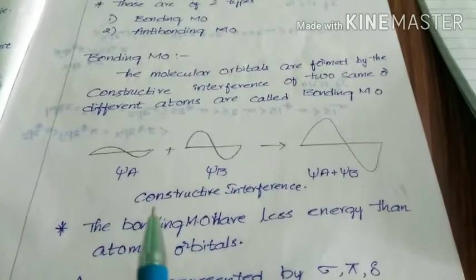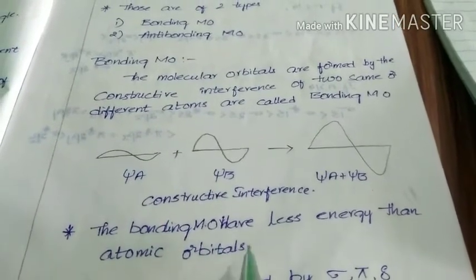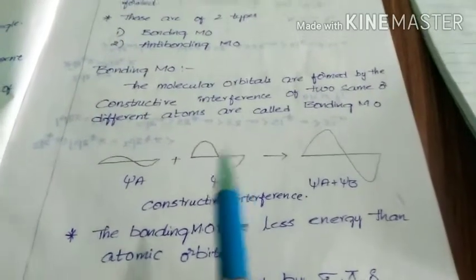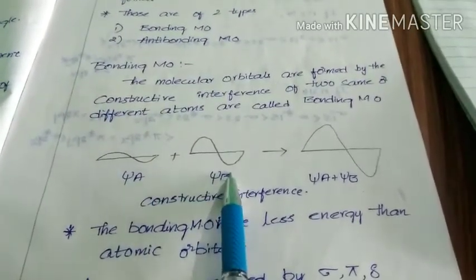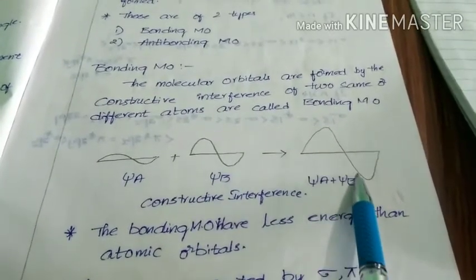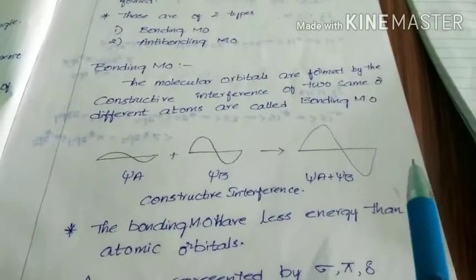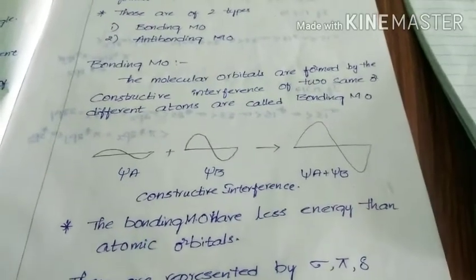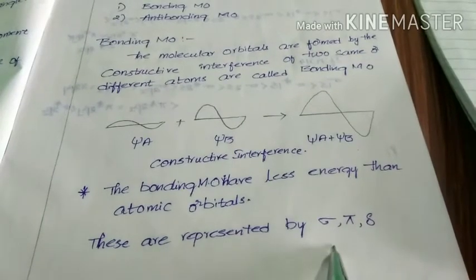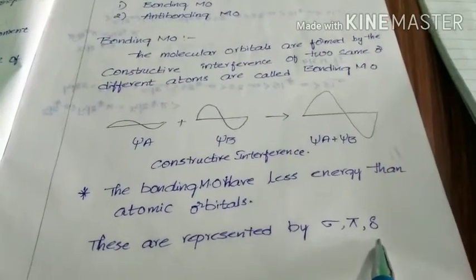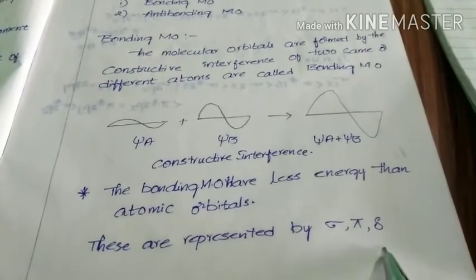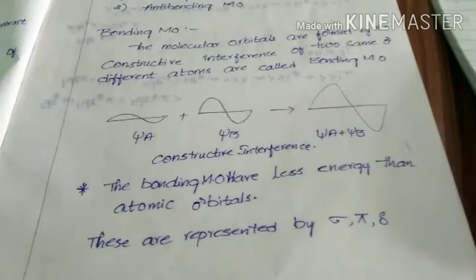Now, this bonding molecular orbital has less energy than atomic orbitals. Due to this type of mixing, bonding molecular orbitals are formed, but those have less energy compared to atomic orbitals. Next, these bonding molecular orbitals are represented by the letters sigma, pi and delta.